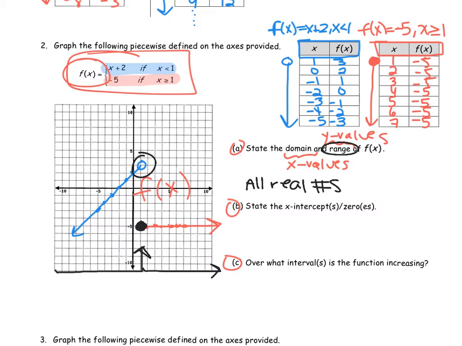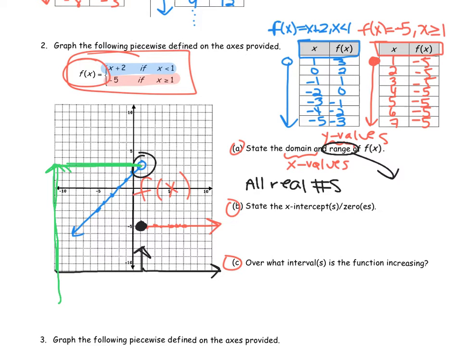Now, as far as the range goes, we want to go from bottom to top. So as I travel from the bottom all the way to the top, stop here. What's that y value? I went from -infinity towards what? What's this y value?